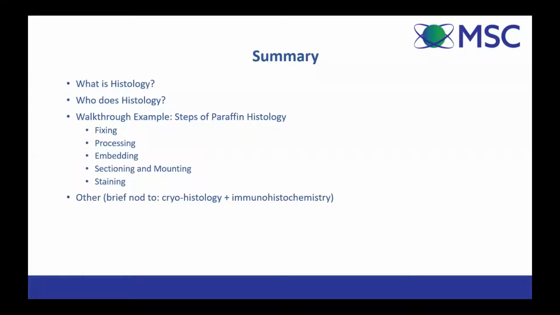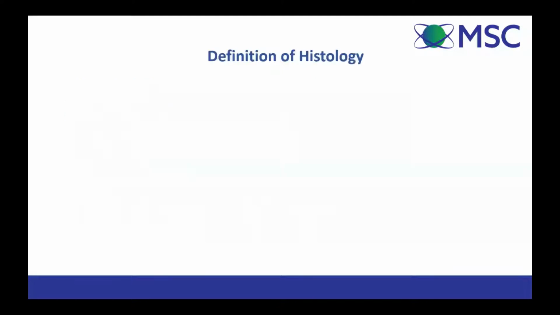I'm also going to hit on 2 other considerations. There's another type to paraffin histology called cryo-histology, and there's also another kind of staining mechanism. I'm going to go through chemical dyes, but I'll also briefly touch on immunohistochemistry. And then we can have our question and answer session at the very end.